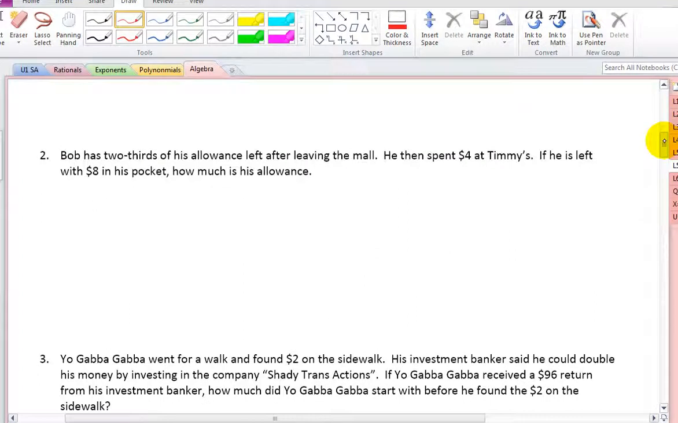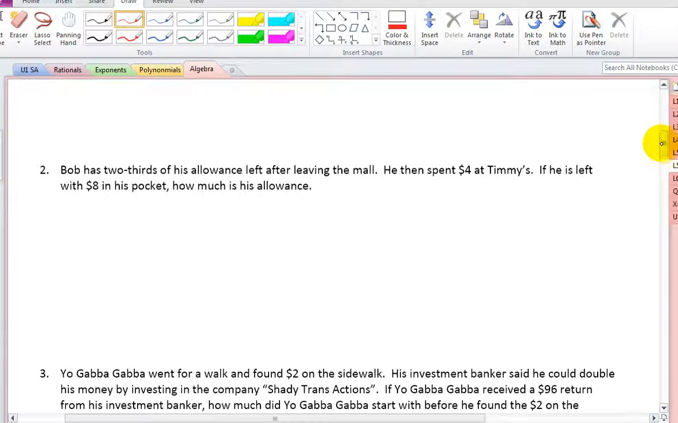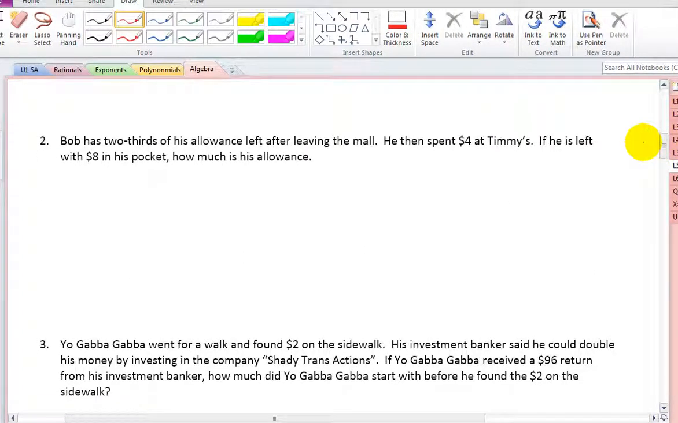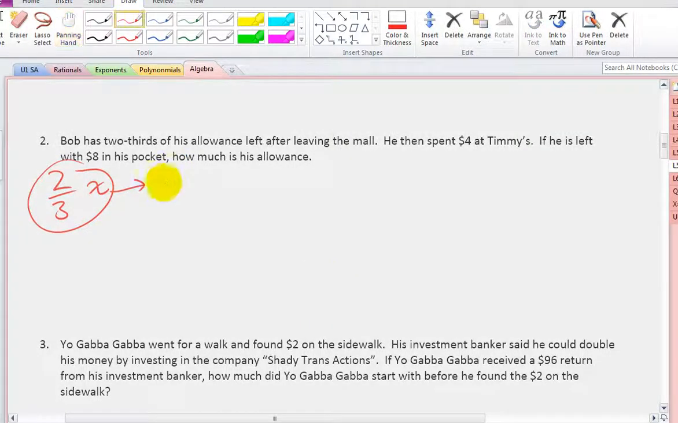Next one. Read it, underline the important stuff. Go. Times x. So it's 2 over 3 times x. Now to write it so you are successful, multiply them together. So it's 2 times x over 3. All right, those are the exact same thing.